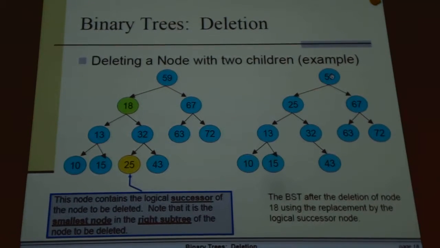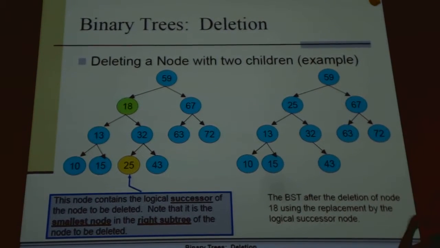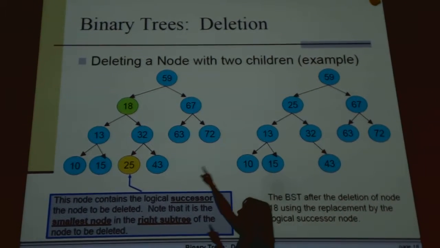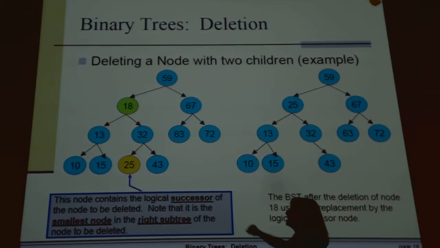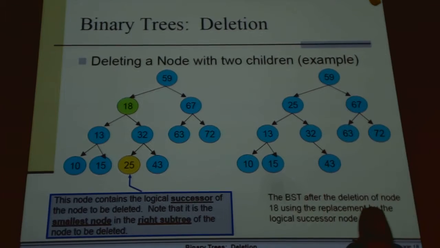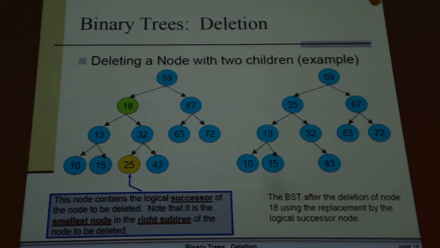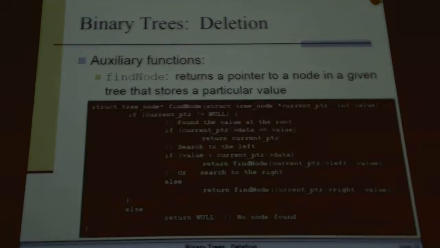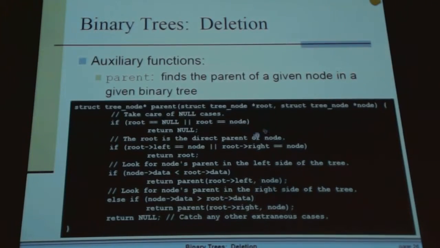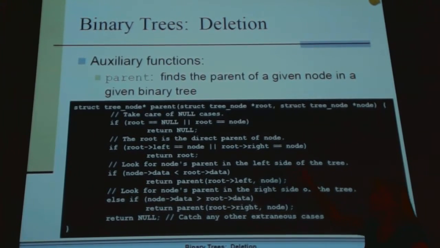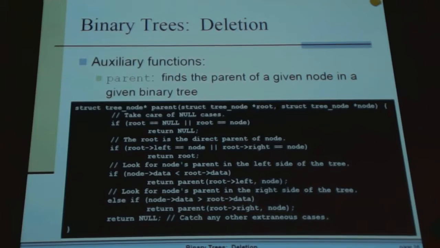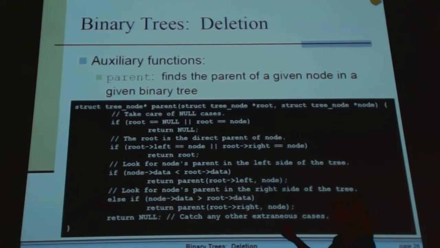So 59 is our root. His left is 25. His right is 67. From a code perspective, what we're looking at is this relationship that existed: 59 pointing to our 18. Our 18 is who we wanted to delete. That situation is taken care of here, where we're looking to see if the root is the direct parent of that node. If it is, we're going to return the root, because again, we're looking for the parent of the node that we want to delete.